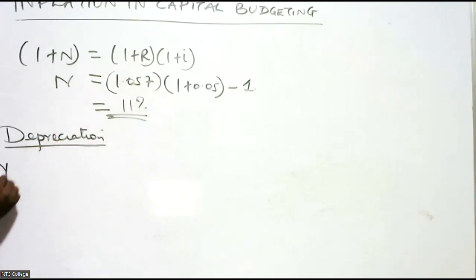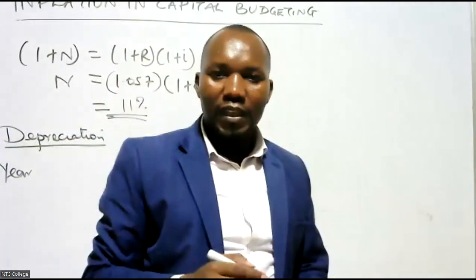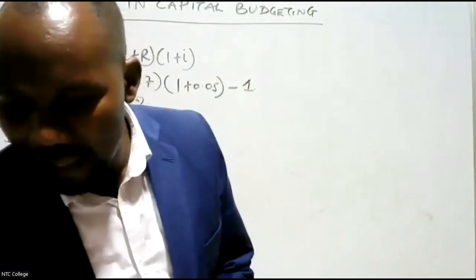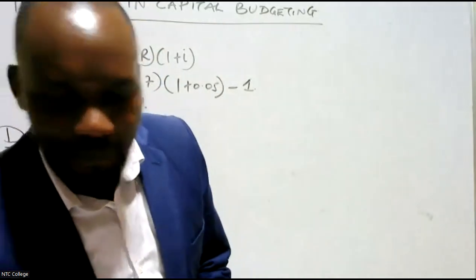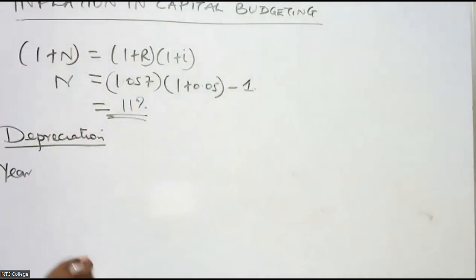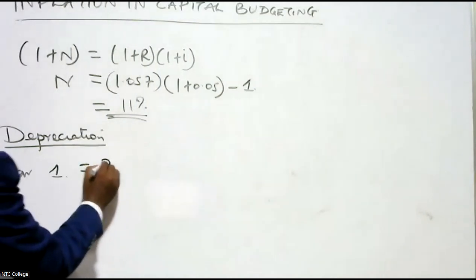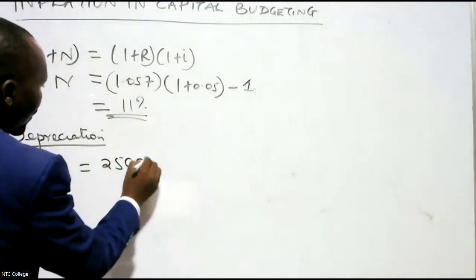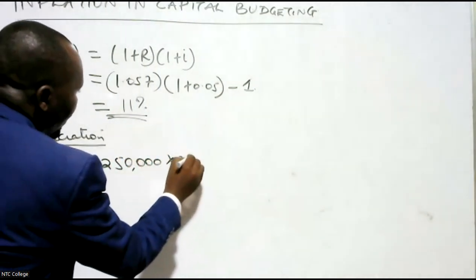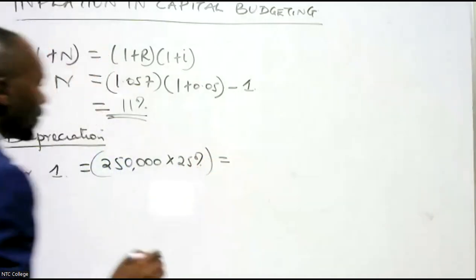So year 1, depreciation: you only depreciate the cost of the machine. You don't depreciate additional expenses like the working capital. So even if you have working capital, you don't. We had year 1, and we're going for 4 years. Year 1, the cost of the machine was 250, times 25%. What is the depreciation amount for the first year?